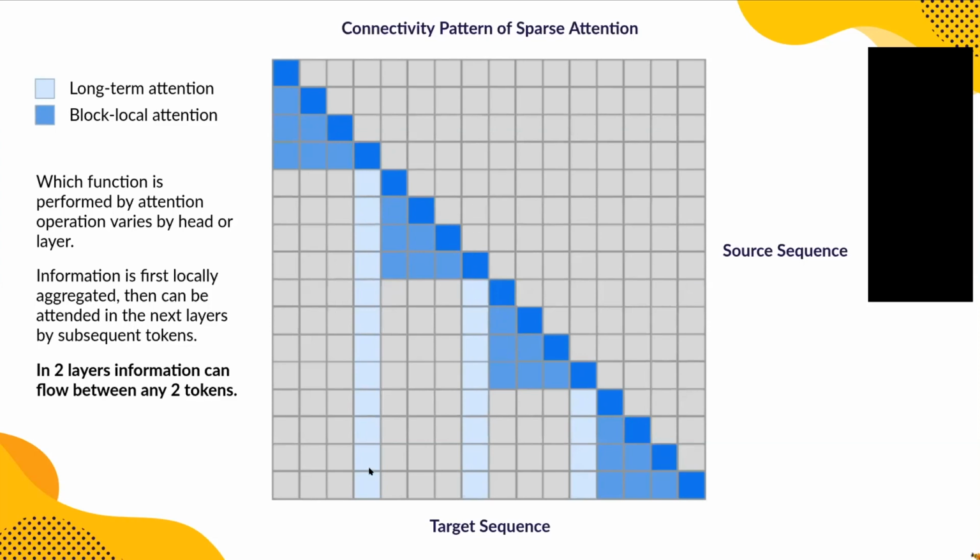And then in the subsequent layer of this model, you can attend to these aggregator tokens to use information from that aggregator token's local block. So the cool property of the sparse attention model is that in 2 layers, you can hypothetically route any information between 2 tokens. So first by local aggregation, and then by attending to these aggregator tokens.